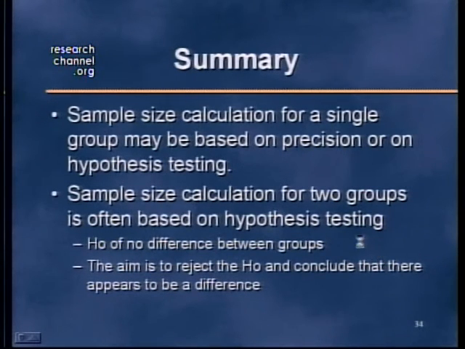For two groups, it's often based on hypothesis testing, where the null is a null hypothesis of no difference between groups. The aim is to reject the null hypothesis and conclude that there appears to be a difference. And we'd like to have adequate sample size so we have sufficient power to reject the null hypothesis.